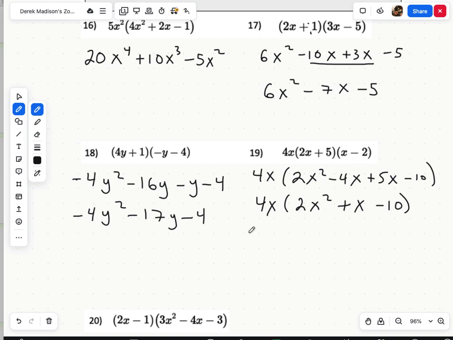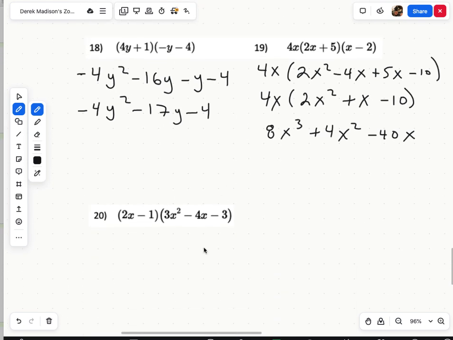And then let's just distribute the 4x through and we'll be done. So 8x cubed, 4 times invisible 1, so that's plus 4x times x will be x squared. And then 4x times negative 10 will make a negative, oops, we'll make that a 40 there, 40x.